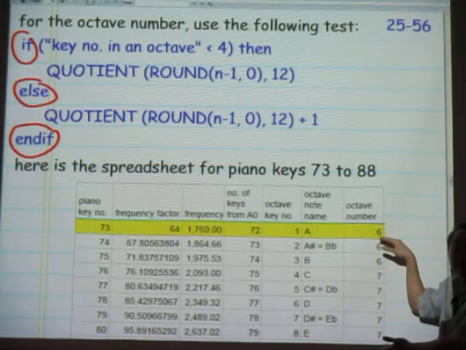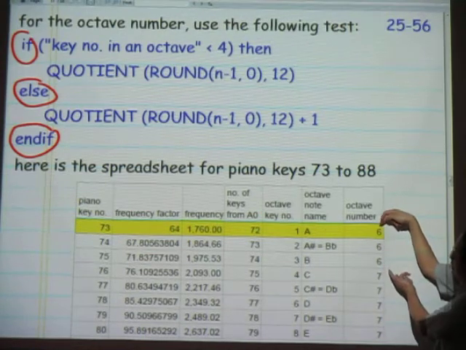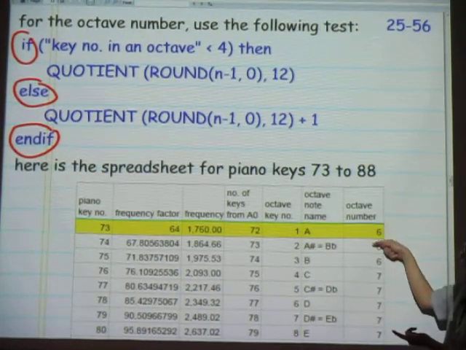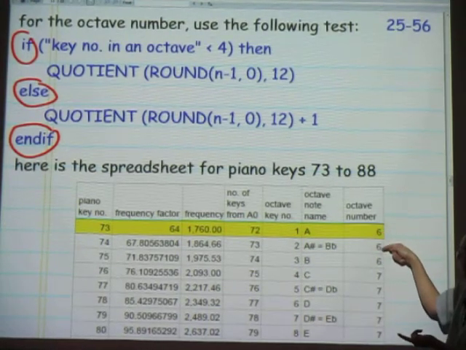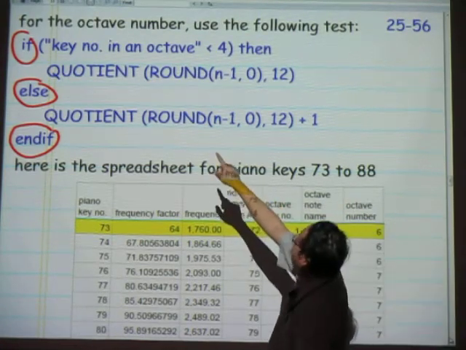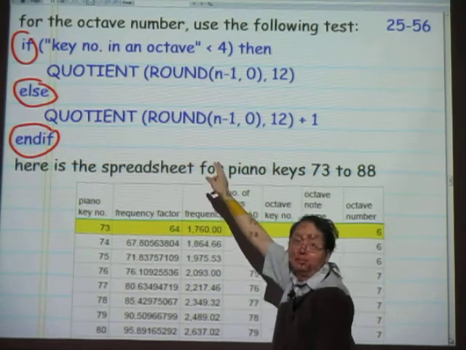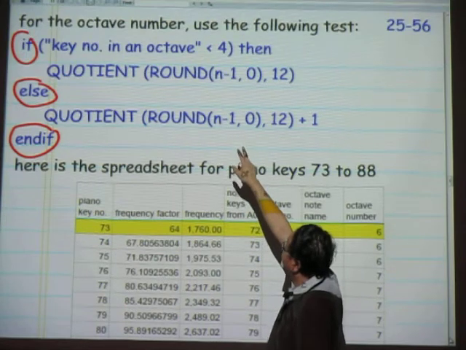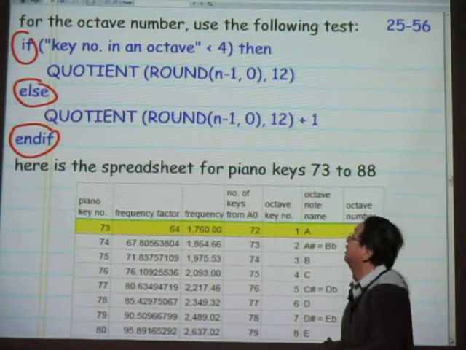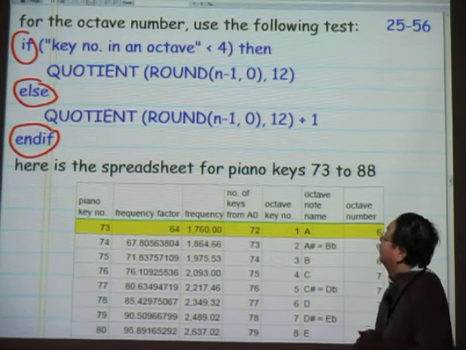And because of this, I have to have an if then else structure, right? So if the octave key number is less than 4, then the octave number would be less, since the octave starts from C on. Then you see, if the key number in an octave is less than 4, then I take the quotient of the rounded up number of n minus 1 with 0 digits divided by 12. But I take the quotient, not the remainder. The remainder is with the modulo function, right?